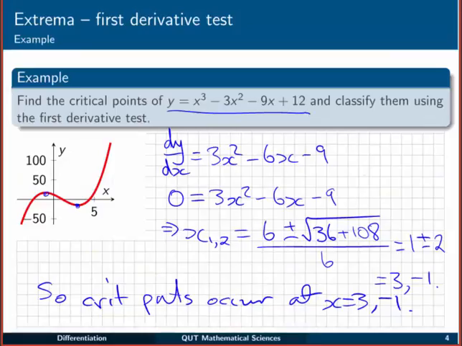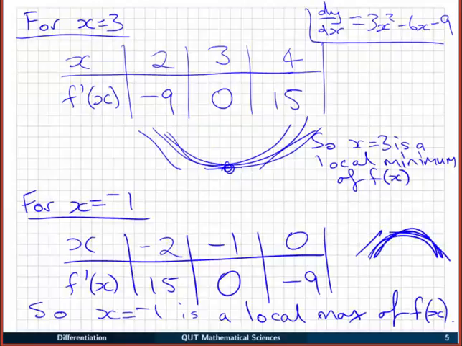And that's exactly what we expect, jumping back to our picture. A maximum at x equals minus 1 and a minimum at x equals 3. So everything seems to check out. And our method seems to be working pretty well.